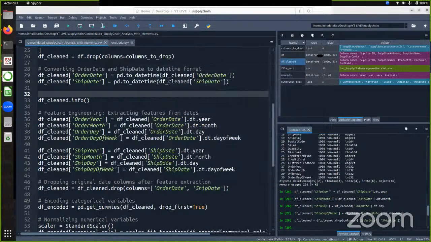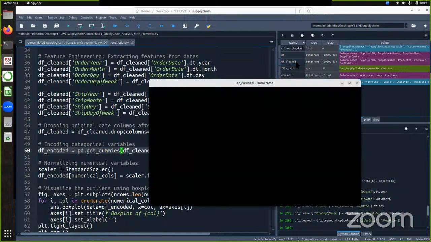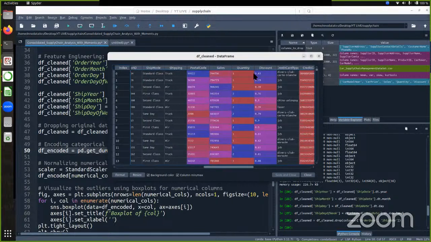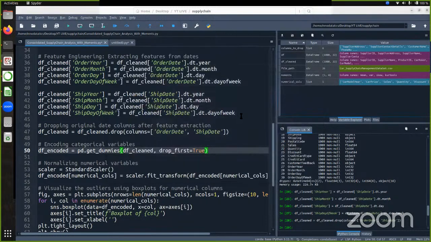Then we have a lot of categorical values, for example supplier name, and we also have car maker, car model, etc. All of this is categorical data. When you're dealing with categorical values, what do you need to do? You need to do categorical encoding. We are going to do categorical encoding.